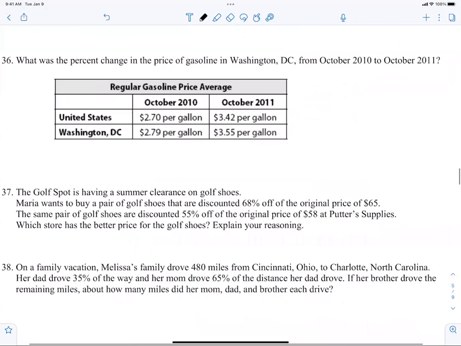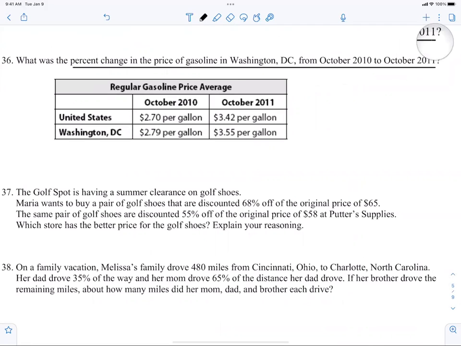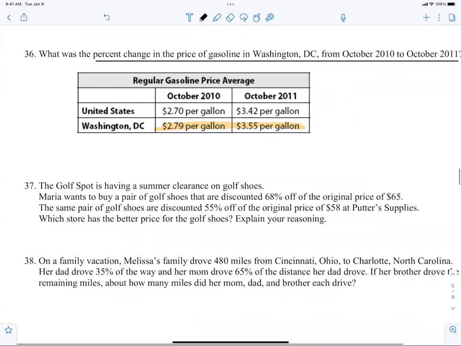All right. But let's look now at 36. Now it says, what was the percent of change from October 2010 to October 2011 in Washington, D.C.? So this is what we have right here. We put it in the table to try to throw you off a little bit. So did you get this, Mackenzie? What did you get for 36? I was confused on this. All right. So listen now.